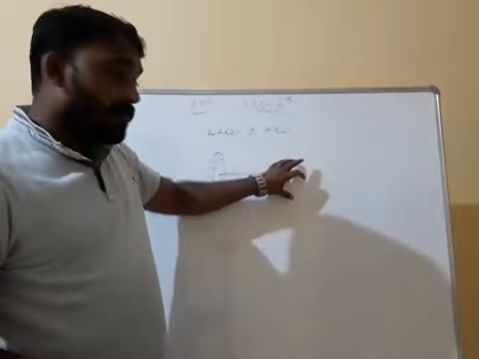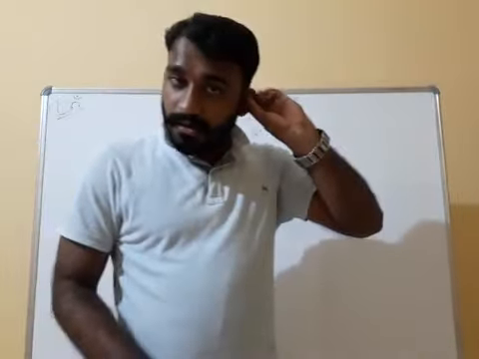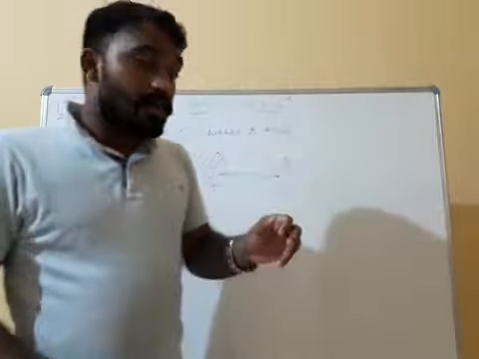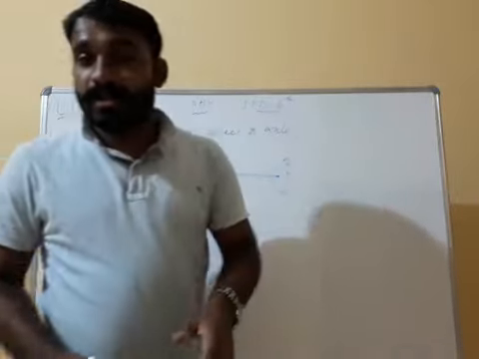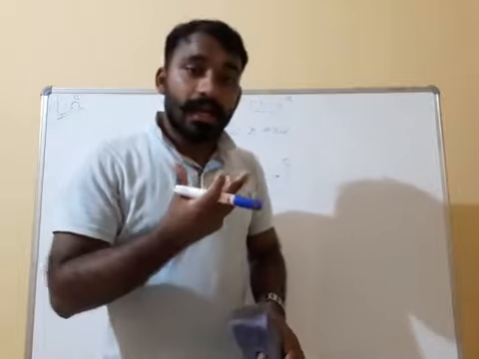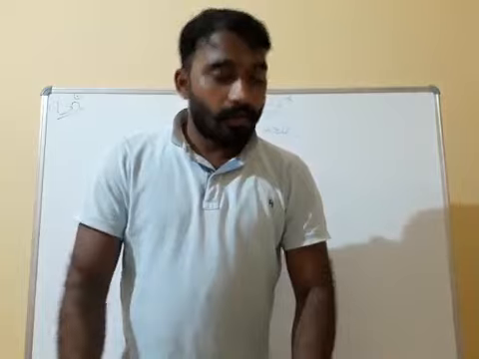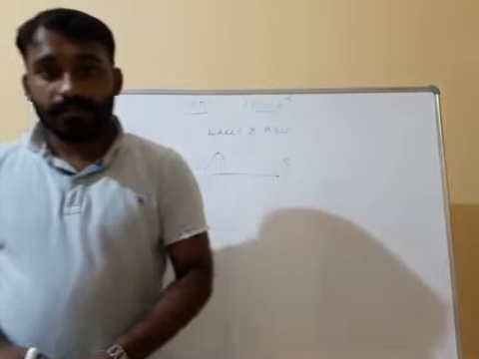If only one wheel is rotating and another wheel is not rotating, you cannot say it. If only the wheel is rotating and the axle is not rotating, you cannot say it. If the wheel as well as the axle is rotating, then that is called what? Wheel and axle system.